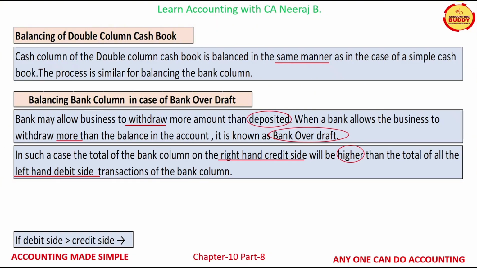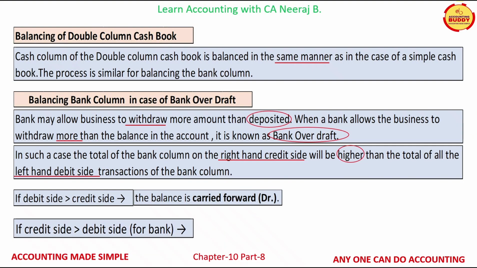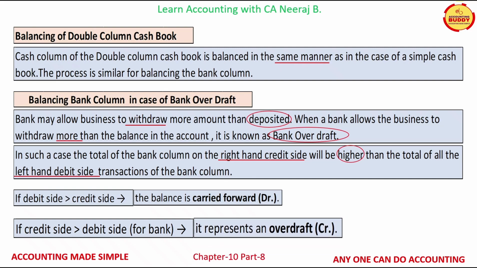Please note, if debit side is greater than credit side, the bank balance is debit balance and is represented by balance carried forward. However, if the credit side is greater than the debit side, it represents an overdraft.